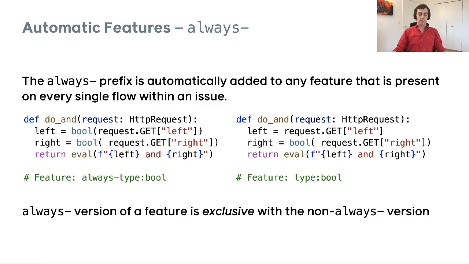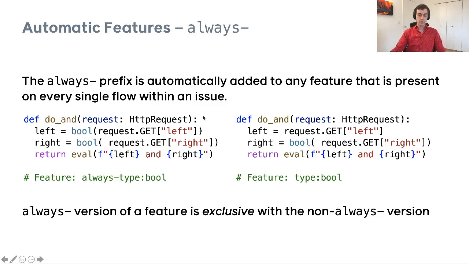One of the other things we have is a prefix on other features. So this always prefix is going to be automatically added to any feature that is present on every single branch of a flow. So remember how I talked about multiple sources could potentially be involved in an issue and multiple sinks could be involved in an issue? So if every single branch leading from a source to your issue or from a sink to your issue has a feature on it, then that feature will be given the always prefix.